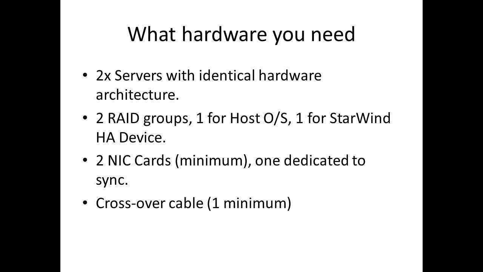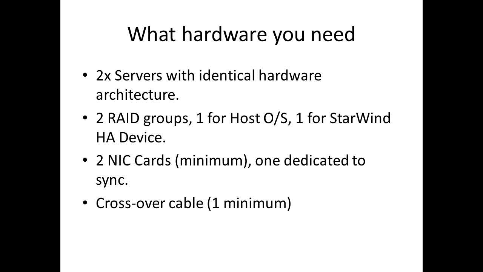You need to have 2 separate RAID groups, one for the host operating system and one for the StarWind HA device. And you'll see this later on in the tutorial how we create the HA device, and it resides solely within this dedicated RAID partition. Now, because StarWind treats everything as an image file, it is possible that you can configure an HA device that runs on the partition or even a RAID group that is shared by the host operating system, but it is not recommended, and we have not actually gone through and tested that, but we have great performance from a dedicated RAID group for the StarWind HA device itself.